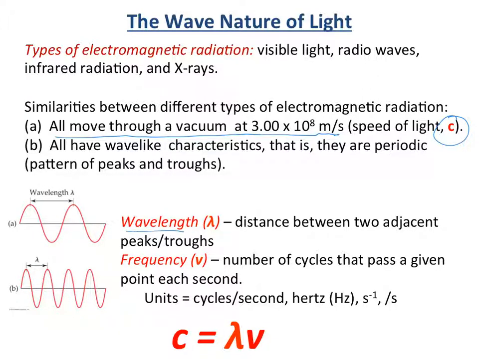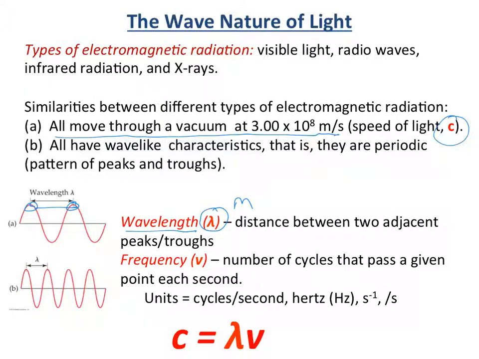So when we talk about wavelength, we usually use the symbol lambda to abbreviate for it. And we see that that's the distance between two adjacent peaks or troughs. So here we have one peak, here's the other peak, and the distance between that is equal to our wavelength. And we measure wavelength in meters.